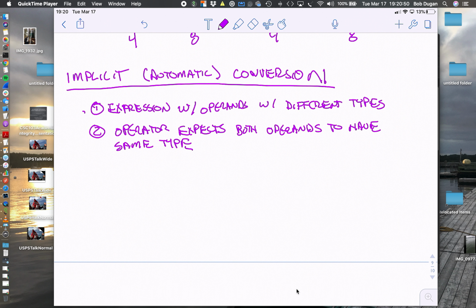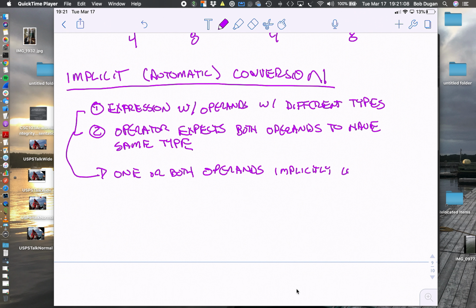And so what will happen in this situation is that one or both operands are implicitly converted to the needed type.